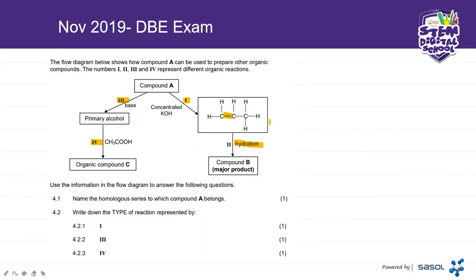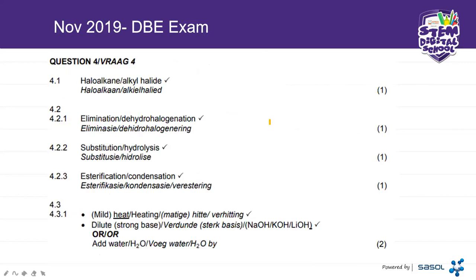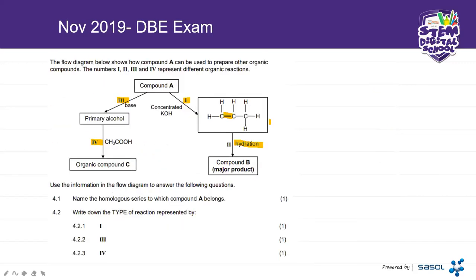Okay, so if we're going to draw this one, we're going to break these bonds here, right? So here we're going to have OH, and the other one is going to have an H. So one H is going to come here, and then here we're going to have an OH. So it's going to also give us something like propanol.